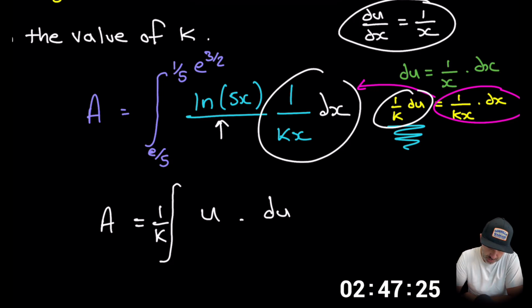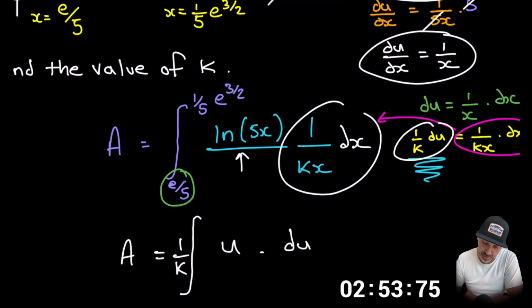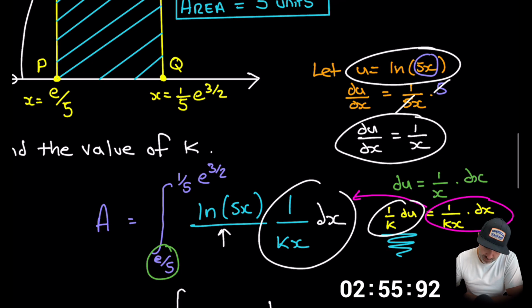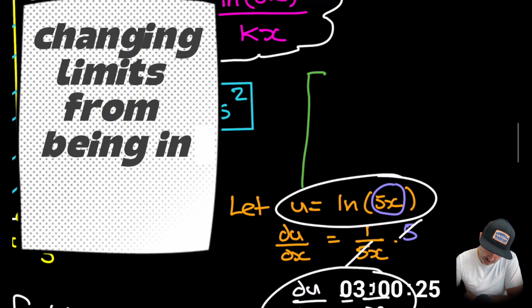Now, I want to change these limits. So let's go ahead and focus on this lower limit first. So we've got e over 5. Now, when we do e over 5, we need to change it in terms of u. So what we'll do is we'll do that up here.